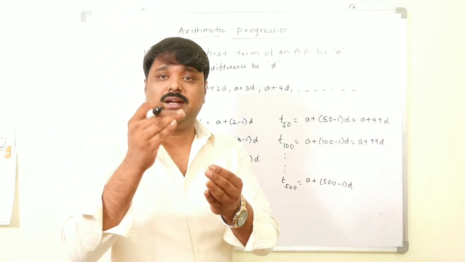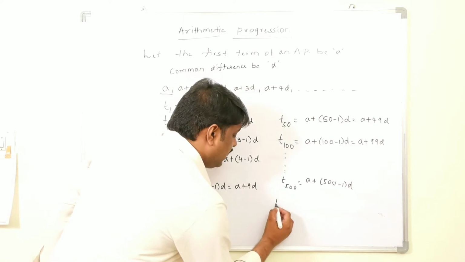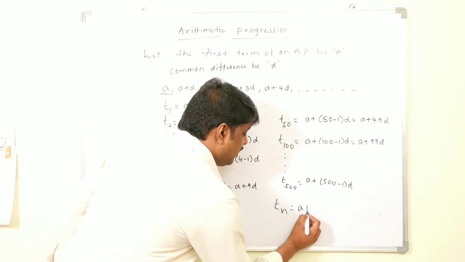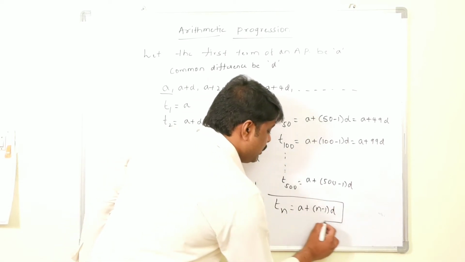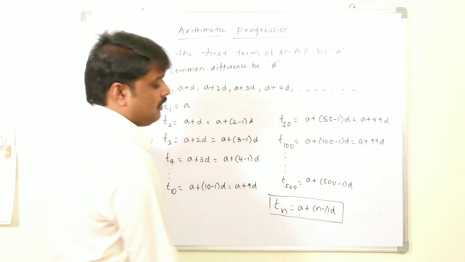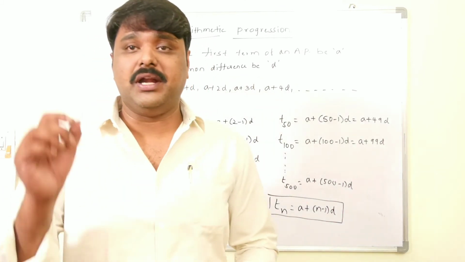Instead of something, let us take n. Then Tn equals a plus n minus 1 into d. We use this formula for finding the nth term of an arithmetic progression.